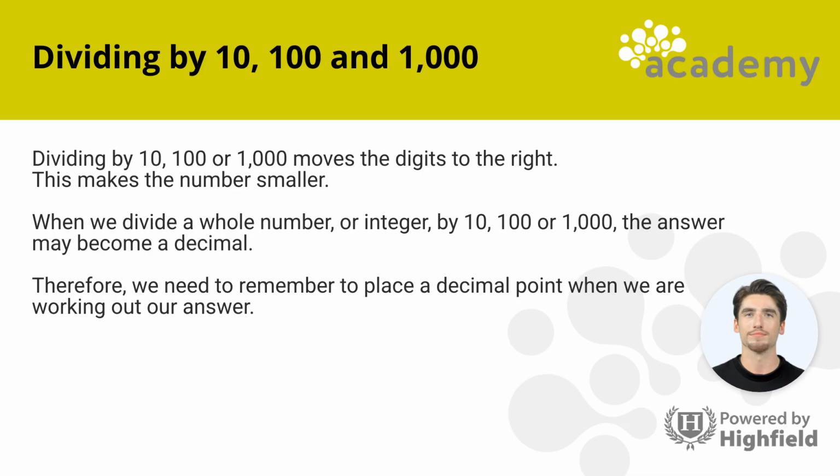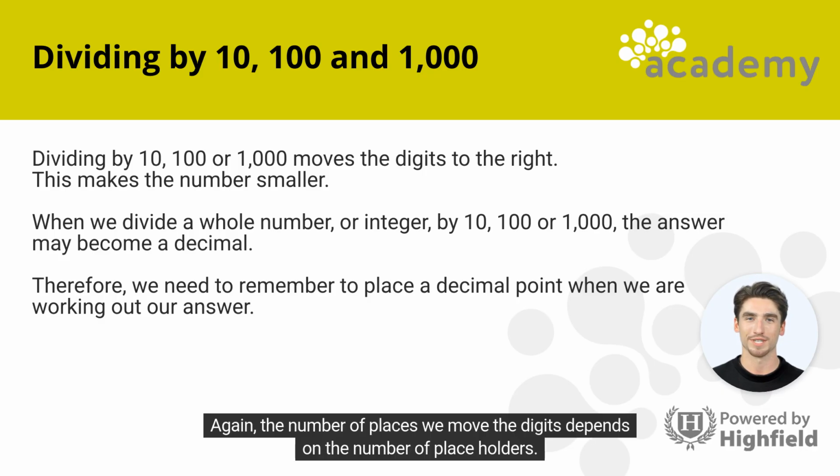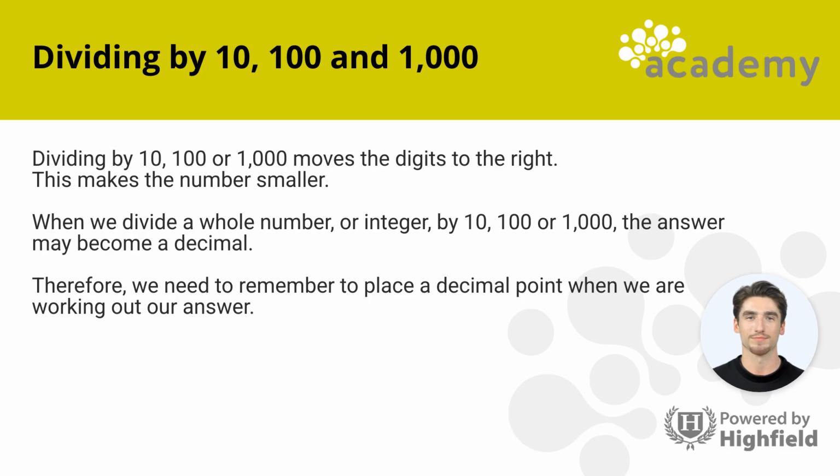Dividing by 10, 100 or 1000 moves the digits to the right. This makes the number smaller. Again, the number of places we move the digits depends on the number of placeholders.